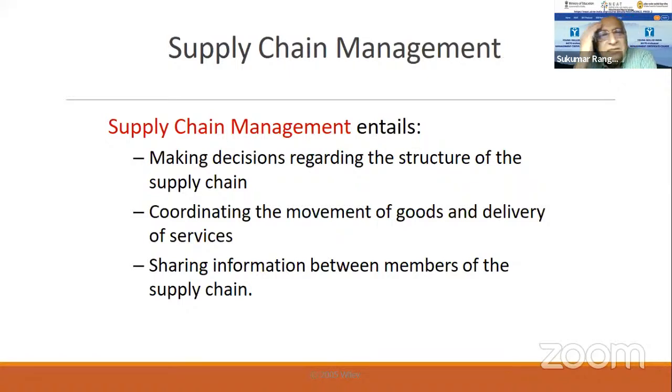Okay. So supply chain management entails making decisions regarding the structure of the supply chain. The changes depend upon the product. Coordinating the movements of the goods and delivery of services. Sharing information between members of the supply chain. As I said, they all have to work in unison. They have to work closely together to ensure that the QCD across the entire supply chain is maintained.